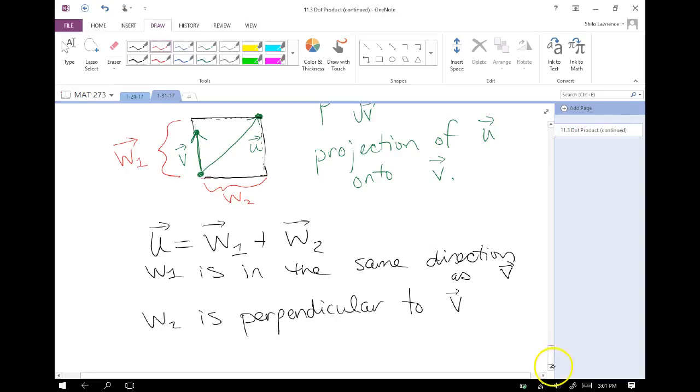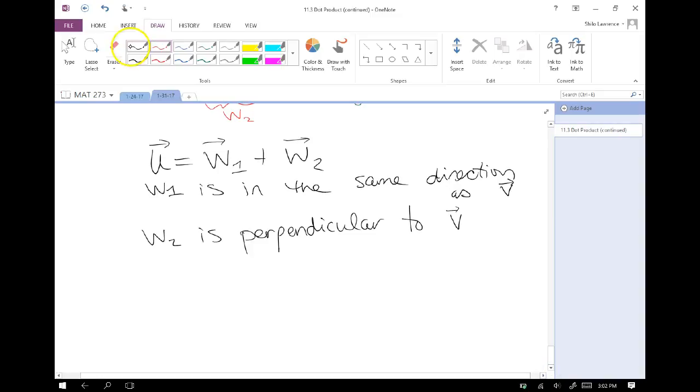So we already know the direction we need it to be in. We just need to know how to scale it appropriately to be the correct length. Because right now, W sub 1 and V don't have the same length. W sub 1's a little bit longer, V's a little bit shorter, but they're always going to be in the same direction. So the formula for finding the projection, W sub 1 is the projection of U onto V.